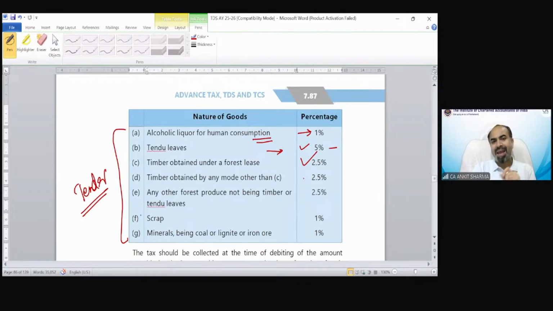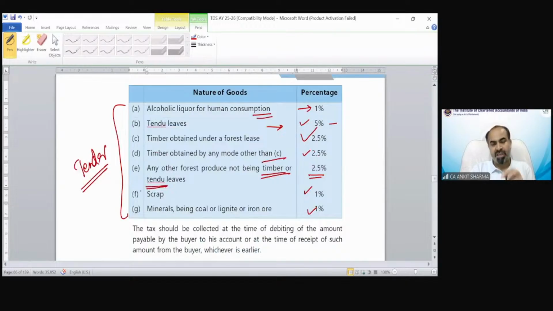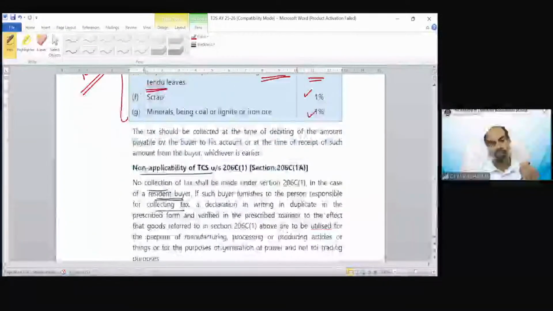Timber obtained by any mode other than forest lease, of course, other than C, any other forest product other than timber and tendu leaf. So if there is any tender for any forest product except timber and tendu, the rate would be 2.5. If there is a scrap tender, 1%. Mineral being coal or lignite or iron ore. If you are the buyer of those products, and there's a tender case, you have to pay a certain amount of TCS.